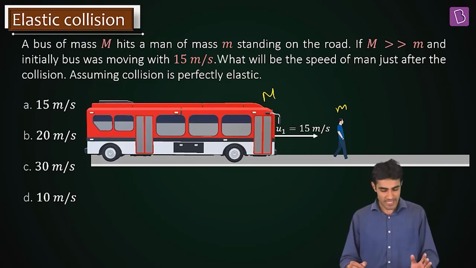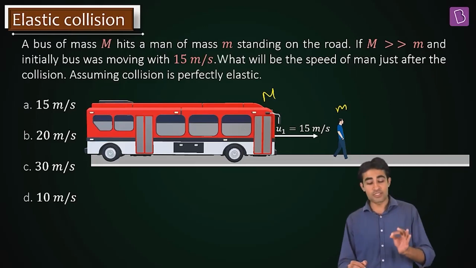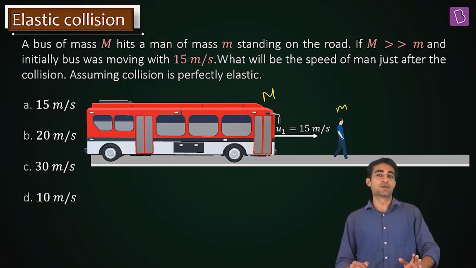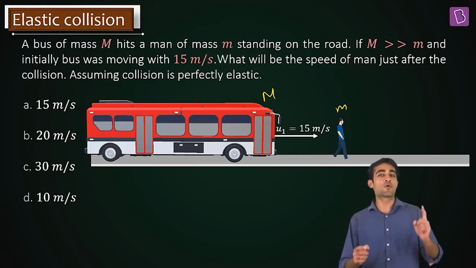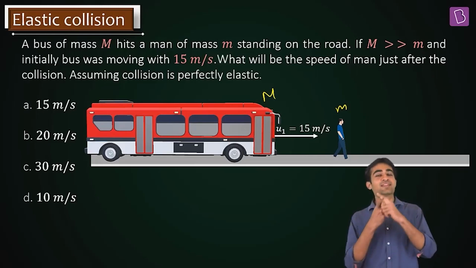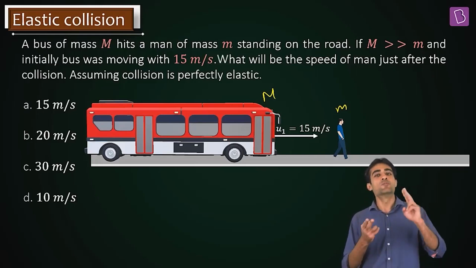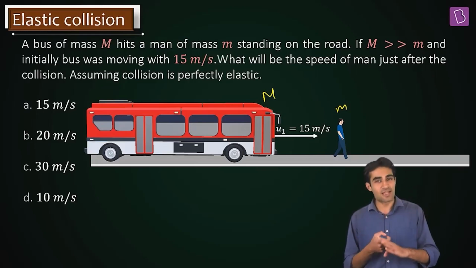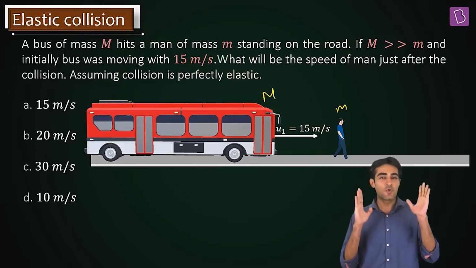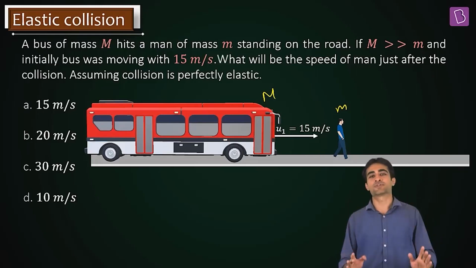This is the question. And we have to assume that the collision is perfectly elastic. So there is no loss of kinetic energy and there is no loss of momentum. Energy is conserved and the momentum is conserved. So this is perfectly elastic collision.